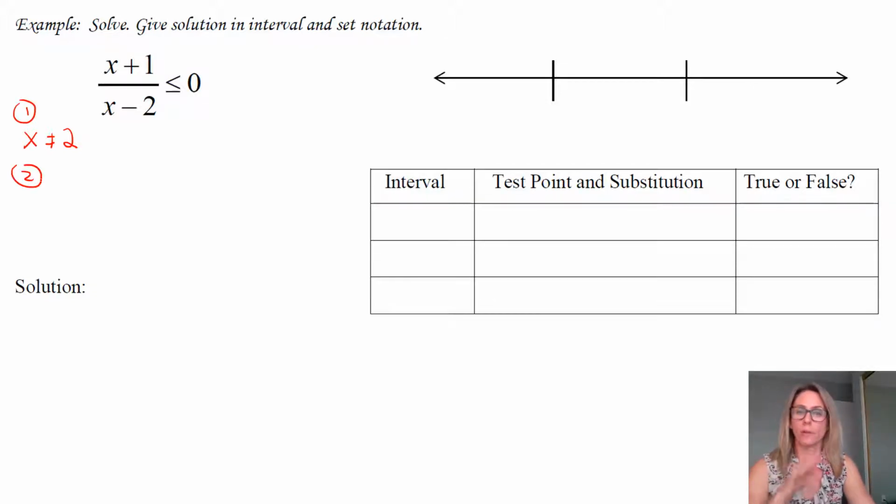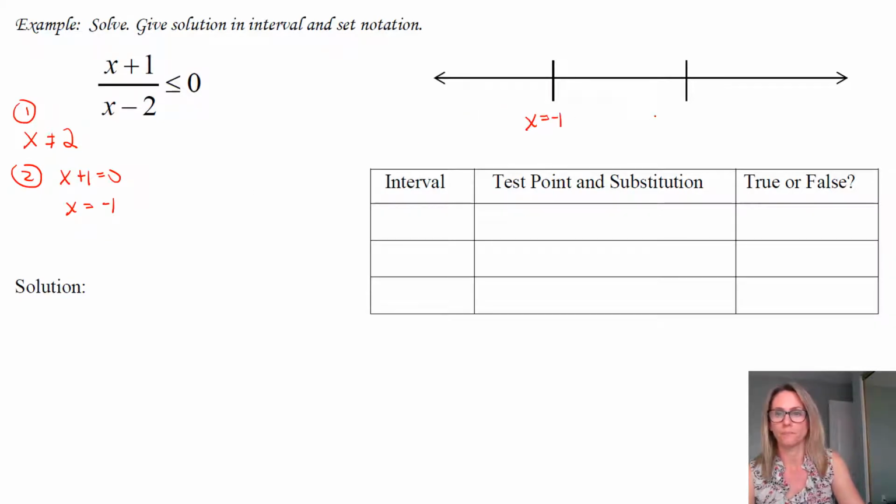If you have a fraction on the left-hand side, less than or equal to 0, the only time that it can be equal to 0 is when the numerator is equal to 0. So we set the numerator equal to 0, and we find that x being -1 is another critical value. It's another value that we need to be thinking about in terms of what's happening on either side. So I'm going to put my 2 values here, and I'm going to check them.